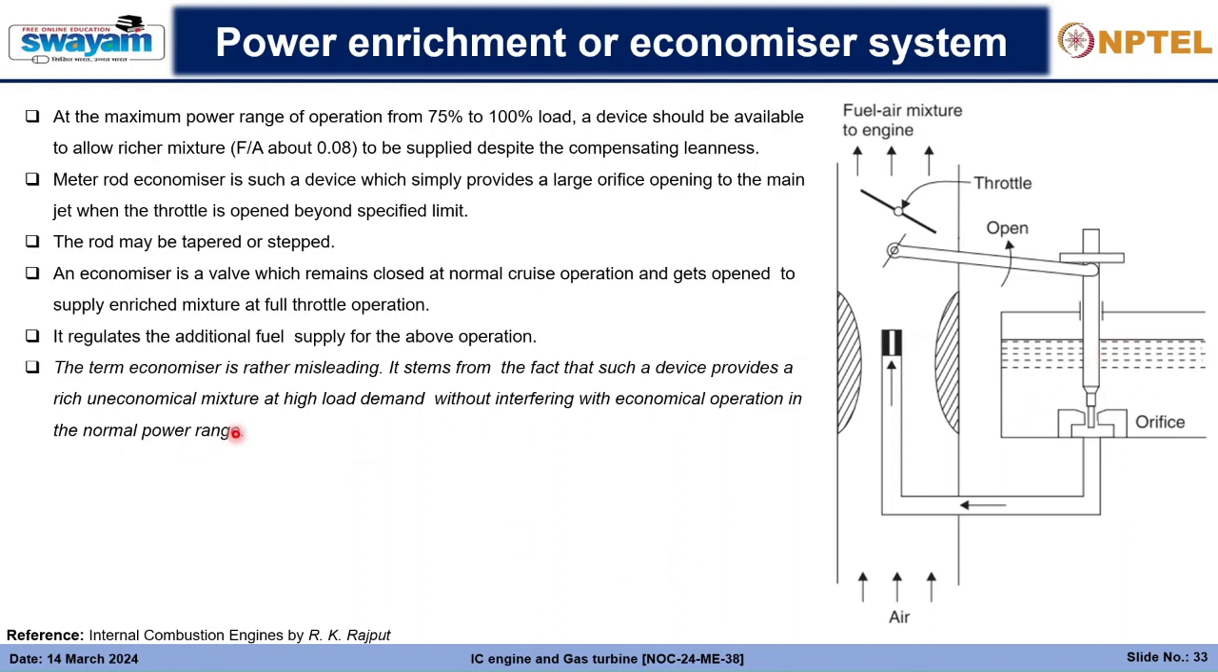The term economizer is rather misleading. It stems from the fact that such a device provides a rich, uneconomical mixture at high load demand without interfering with the economical operation in the normal power range. That is the whole motivation, and that's why this setup is augmented to a simple carburetor. So that is the power enrichment or economizer system.